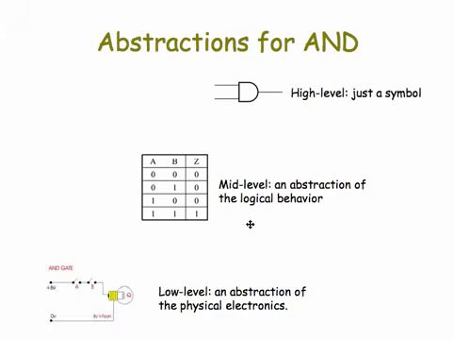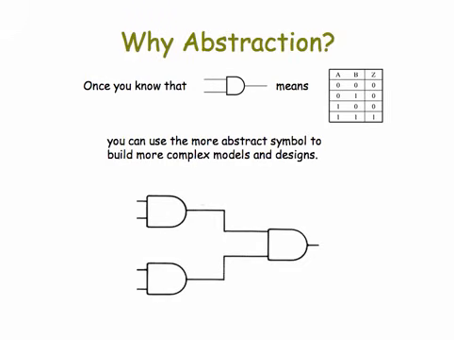And we can look at now the abstractions for the AND gate as three different levels of abstractions. At the low level, we have the physical circuit, represented by voltages and transistors and switches. At the mid-level, we can view that more abstractly as a truth table function, which defines the output given every possible input. At the highest level, we can dispense with the details and simply refer to an AND gate by its symbol. Now, why would we want to do that? Well, once you know that this symbol means what's expressed in this table, you know the definition of an AND gate. You don't need to write it down when you're designing more complex models and more complex designs.